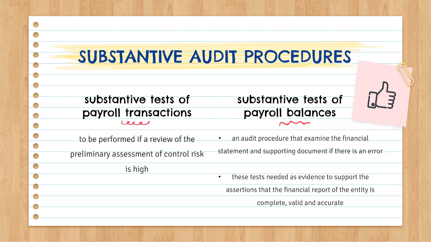Substantive tests of payroll balances: first, review the payroll account for the date that payroll was last paid and recalculate accrued wages. Second, trace total accrued payroll to payroll records and perform analytical procedures.